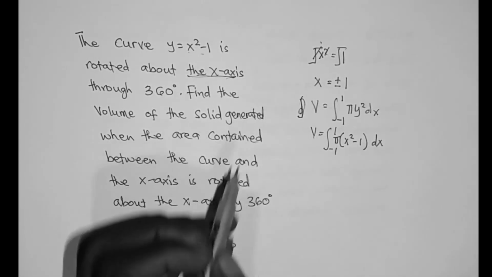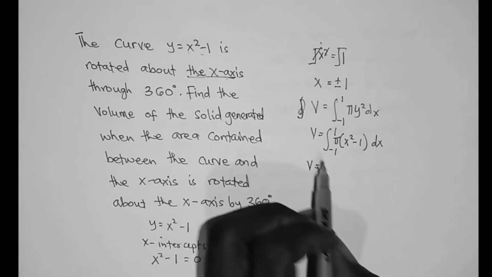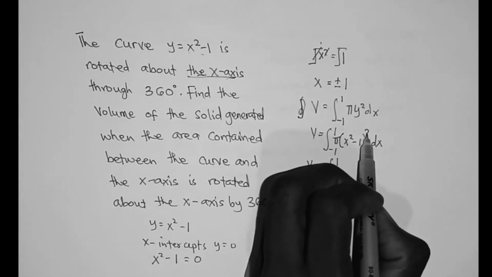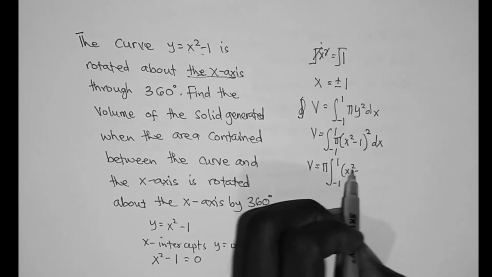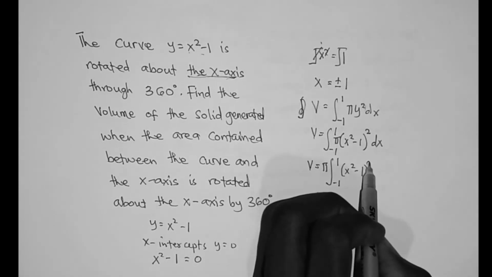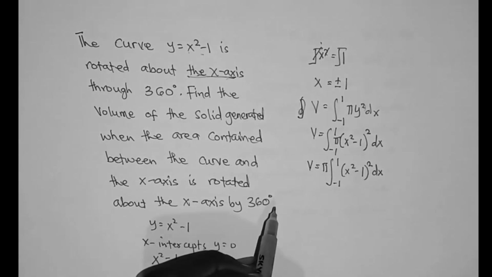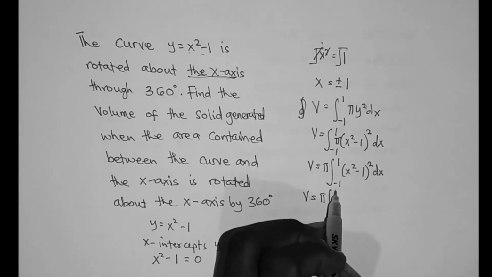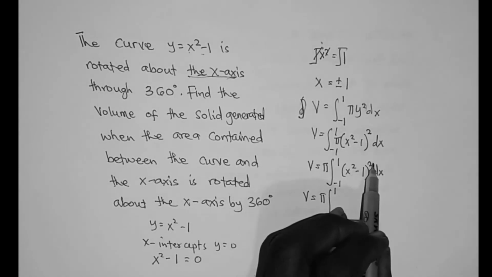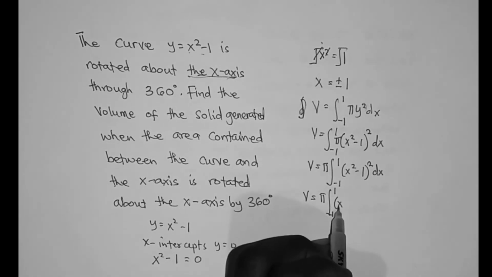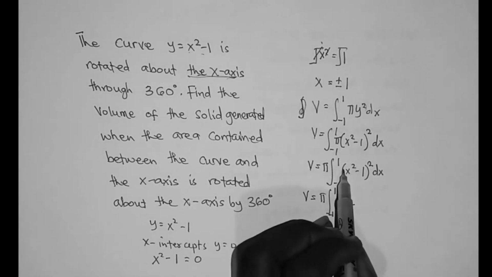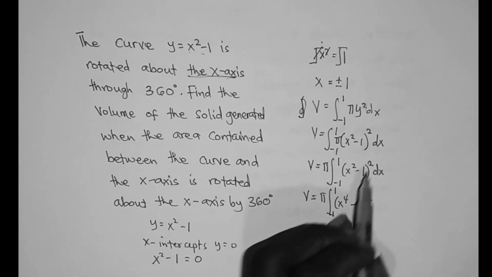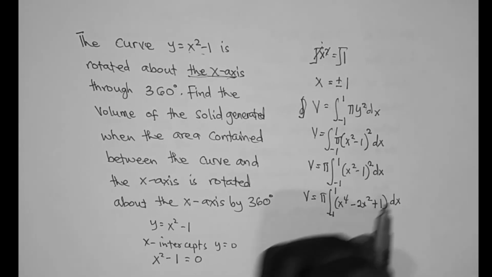But there is pi here. So V is equal to, I'm pulling pi out of the integral, pi integral of minus 1 to 1. There's a squared here, x squared minus 1 all squared, because it is y squared, dx. So let's expand. V is equal to pi integral of minus 1 to 1 of x squared all squared, which is x exponent 4 minus 2 times x squared times 1, so minus 2x squared. The minus 1 exponent 2 is plus 1, dx.